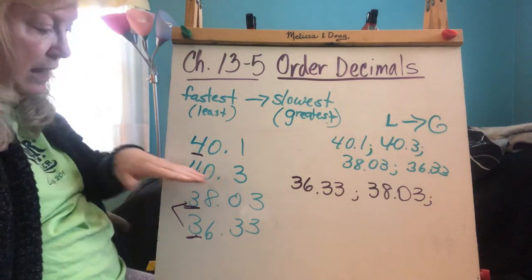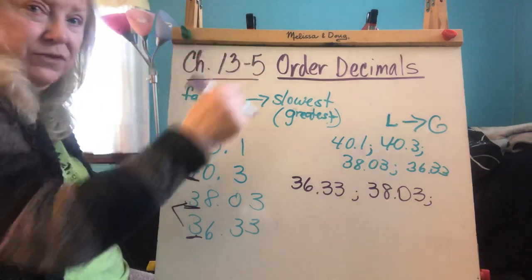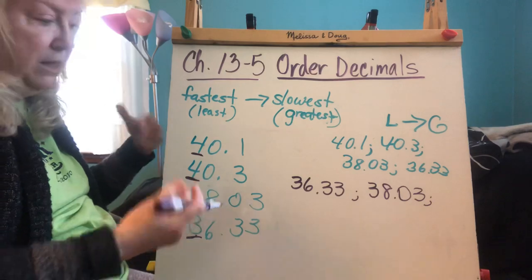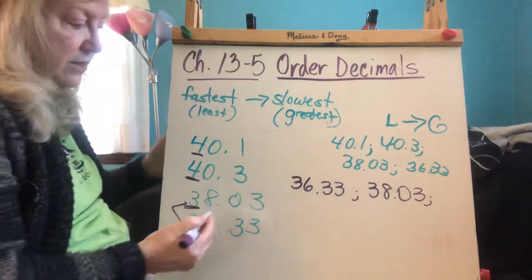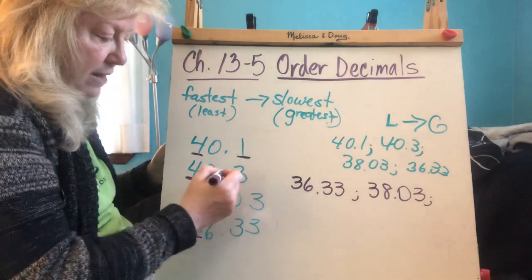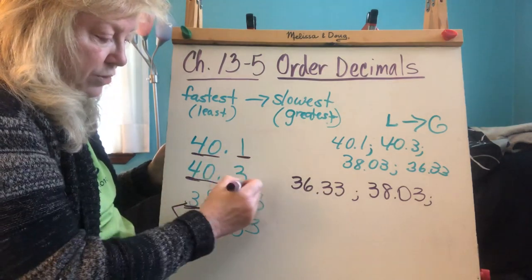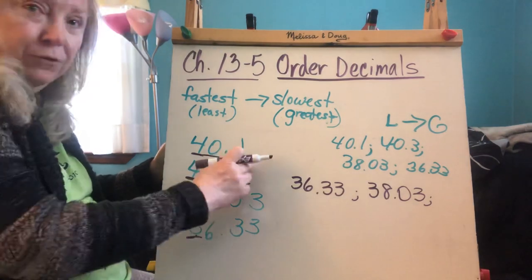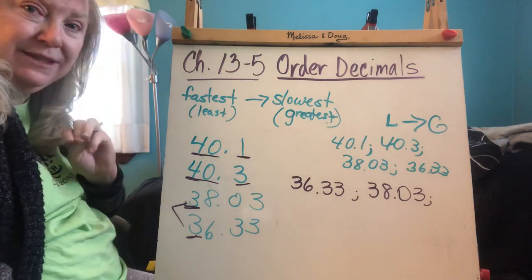Okay, now I'm going back to these. Same, same. So I move to the right. Same, same. So I still can't tell which one's bigger. So then I have to go to the other side of the decimal point. Now I have a 40 with a 1 and a 40 with a 3. Which one is smaller? The 40 with the 1/10. 1/10 is smaller than 3/10.